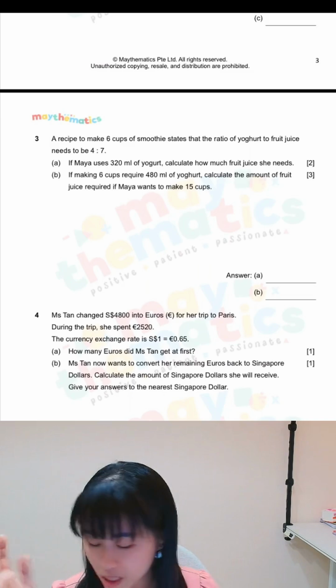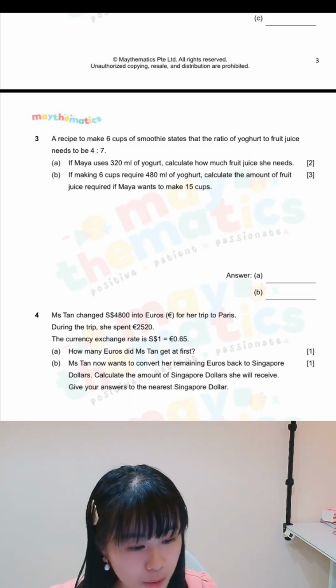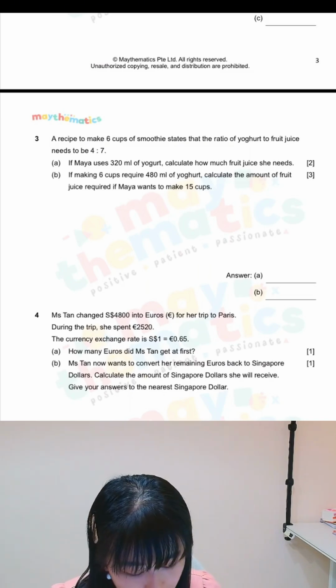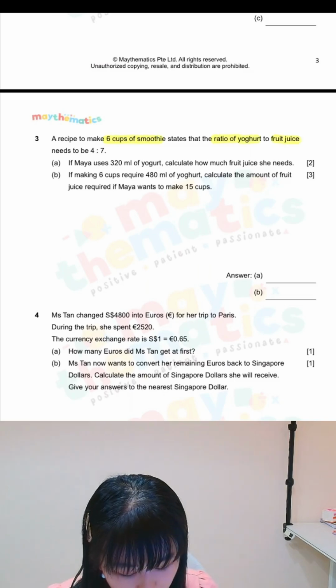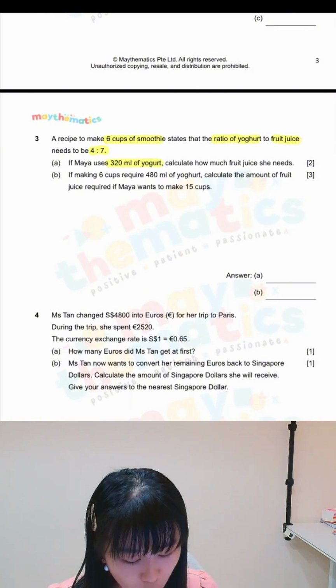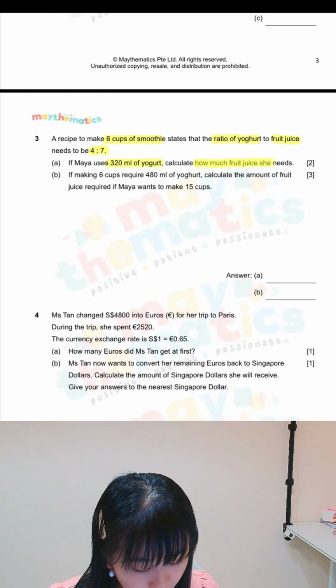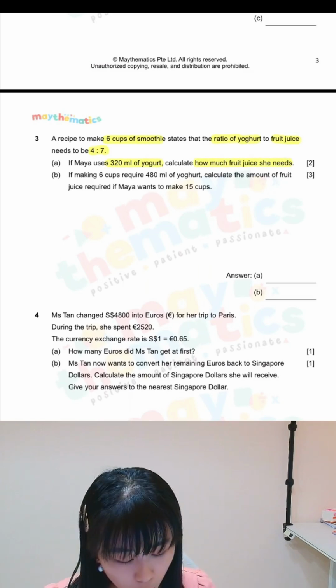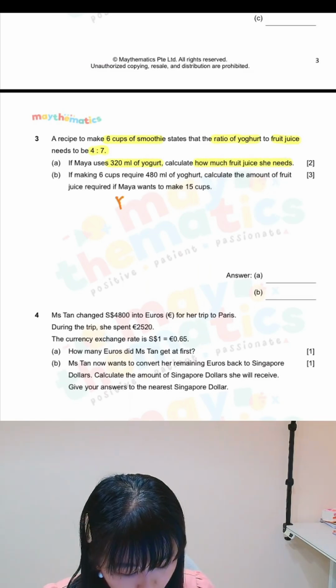A recipe to make 6 cups of smoothie states that the ratio of yogurt to fruit juice needs to be 4:7. If Maya uses 320 ml of yogurt, calculate how much fruit juice she needs. Okay, so now yogurt to fruit juice is 4:7.